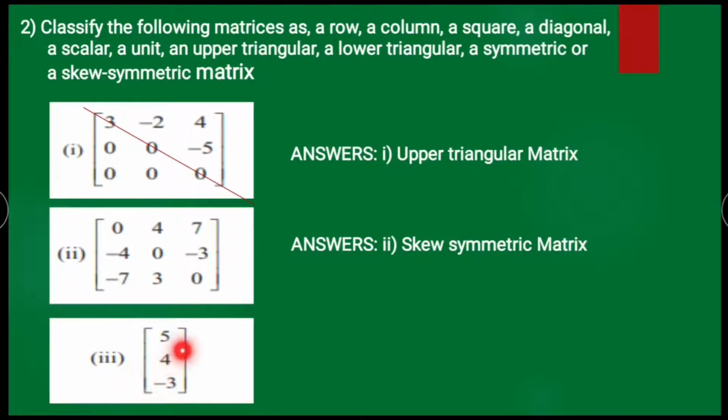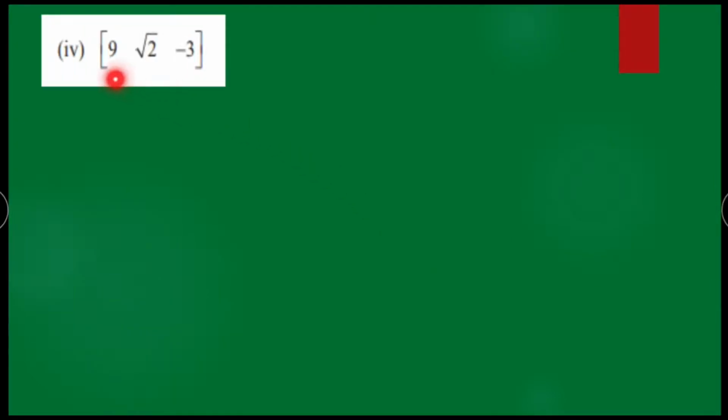Then third, here this matrix has only one column. So this is column matrix. This example is an example of row matrix, because in this matrix there is only one row. So this is row matrix.